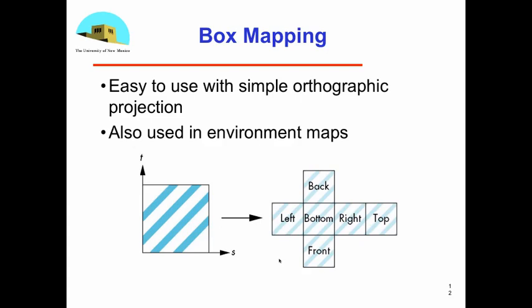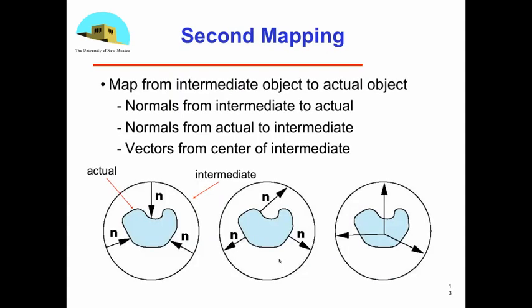So the three standard intermediate objects to use are cylinders, spheres, and cubes, and they all have the property that if you have that, it's pretty easy to map them onto the surface. The difficulty is, how do you get to the sphere and the cube and the cylinder from the actual space? How do you get from a real object?